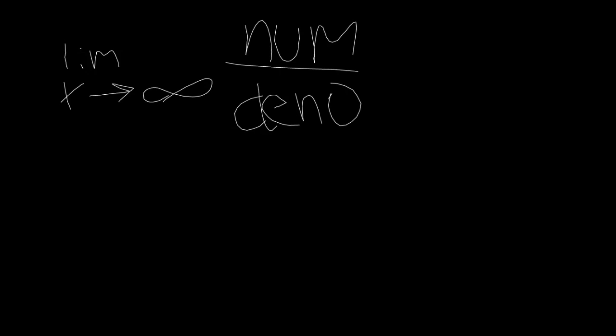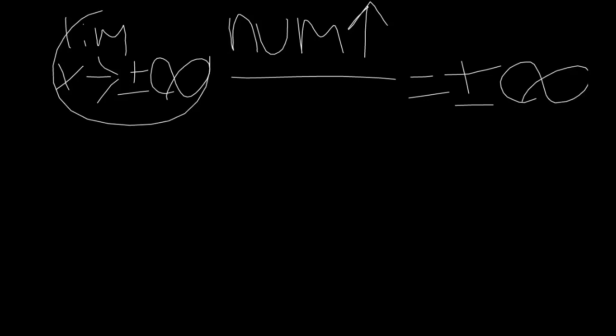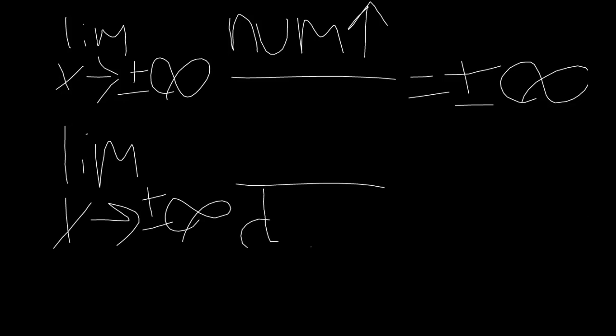x approaching infinity. But with limits approaching positive or negative infinity, if the numerator is bigger than the denominator, then it will produce either positive or negative infinity as you approach infinity. While if your limit as x approaches positive or negative infinity, if the denominator is bigger than the numerator, then it will just be 0.